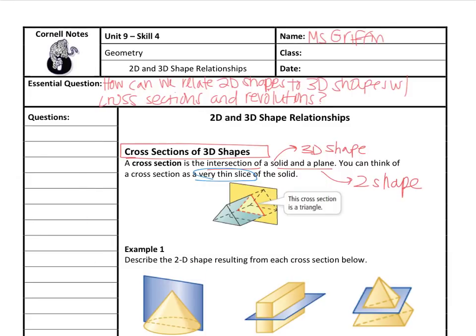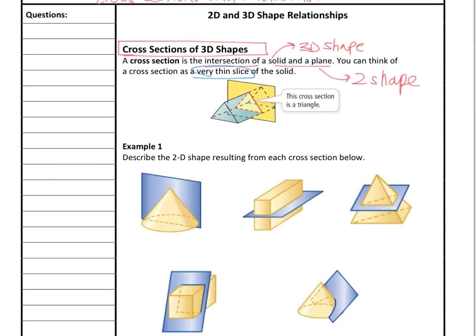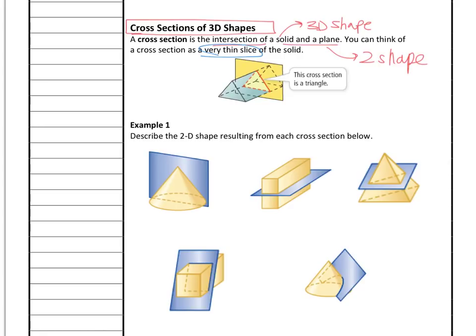Alright, so cheese gone, and now we're looking at real shapes here. It says, describe the 2D shape resulting from each cross-section below. So we're looking at the first one, and I'm cutting through a cone. In this case, I'm cutting downwards through the cone, creating a 2D cross-section in the form of a triangle. If I could spell it right, that'd be really cool too. Triangle.